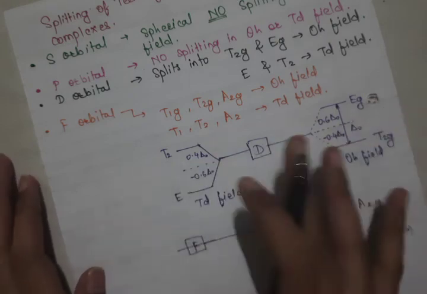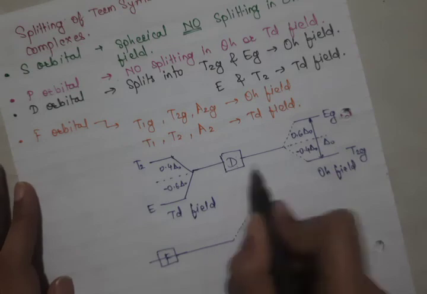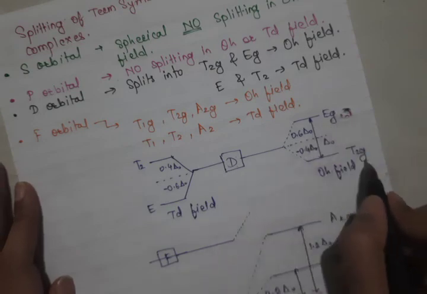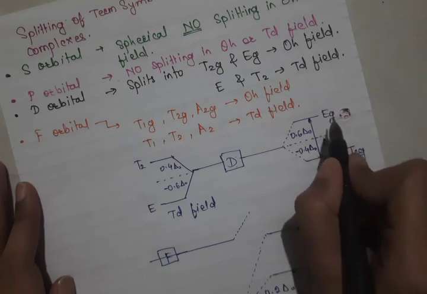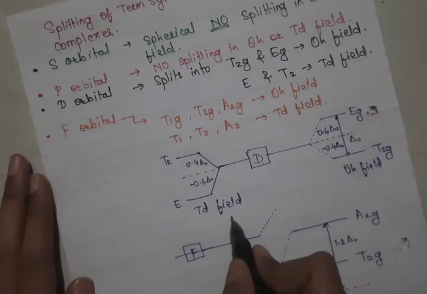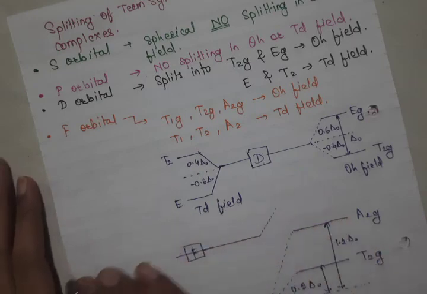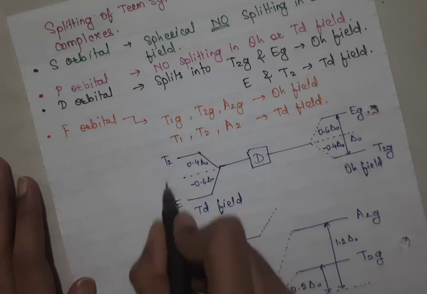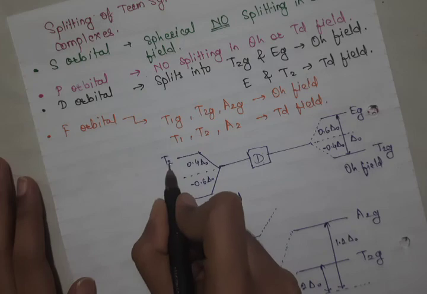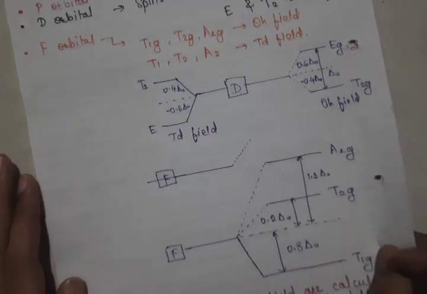We'll see that part later, but right now you just remember this d term splits in the octahedral field like this: T2g and Eg. Ground term is T2g, excited state is Eg. And in case of tetrahedral field, there is no g because there is no center of inversion. So in case of tetrahedral field, E is the ground term and T2 is the excited state term. So this is for D term splitting.